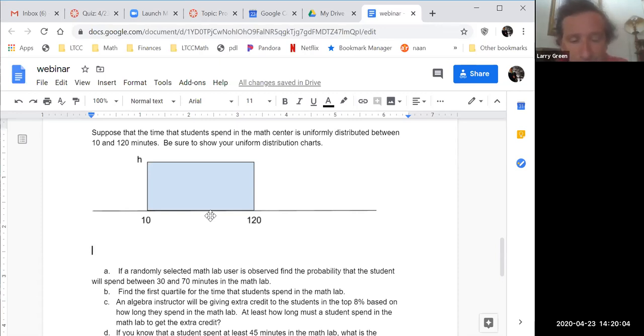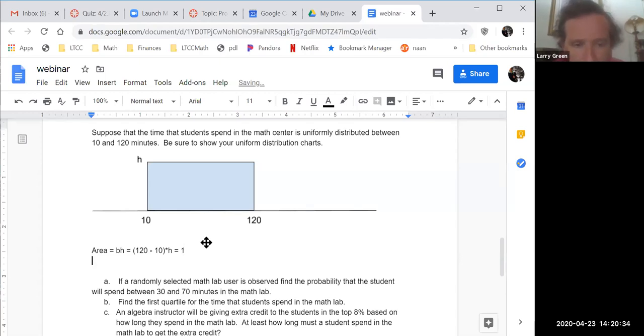So what I'm going to do is I'm going to say the area is equal to, I'm just going to write BH, base times height. And now what I'm going to do is say, well, how do I get the base? Well, if we're going from 10 to 120, I subtract. 120 minus 10 is the base, times the height, which is H. That must equal 1. Any questions so far?